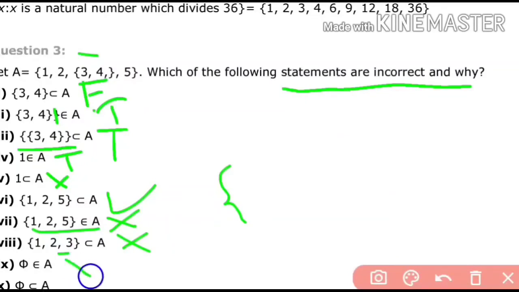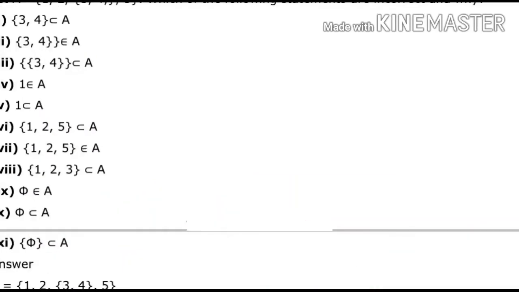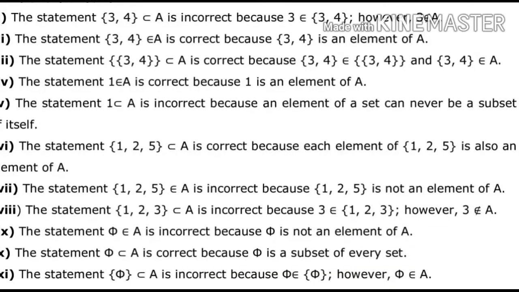Null set belongs to A. This is wrong, because the null set is a subset of every set, not an element. Look here, this null set is a subset of A. This is correct. This statement we have here, null set belongs to A, this is a wrong statement. You can check your answer one more time.